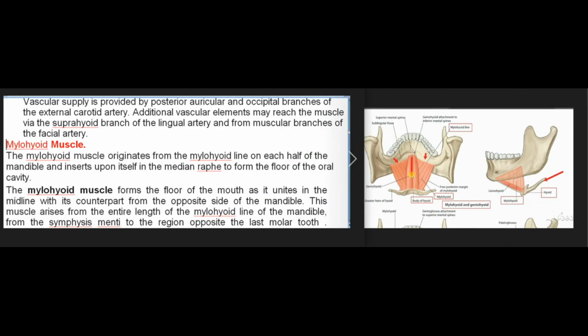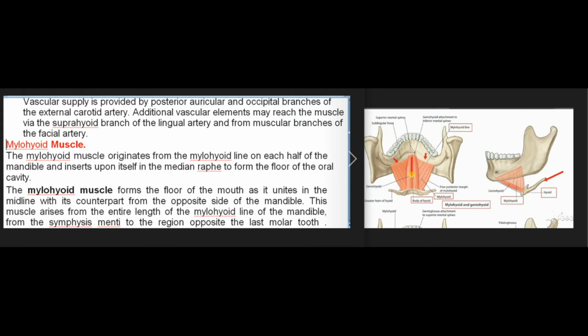Vascular supply is provided by posterior auricular and occipital branches of the external carotid artery. Additional vascular elements may reach the muscle via the suprahyoid branch of the lingual artery and from muscular branches of the facial artery. Mylohyoid muscle. The mylohyoid muscle originates from the mylohyoid line on each half of the mandible and inserts upon itself in the median raphe to form the floor of the oral cavity.